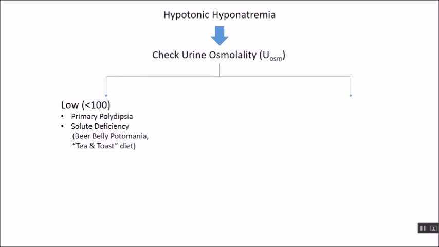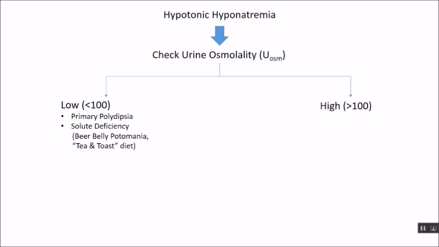And we see that phenomenon in beer belly potomania, in which patients are just getting their calories from beer or alcohol and not having enough salt in the system to excrete water. Or we can also say it a tea and toast diet. Again, there is solute deficiency or salt deficiency, which is a primary problem here.